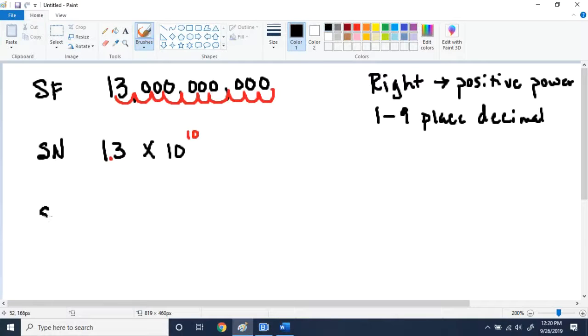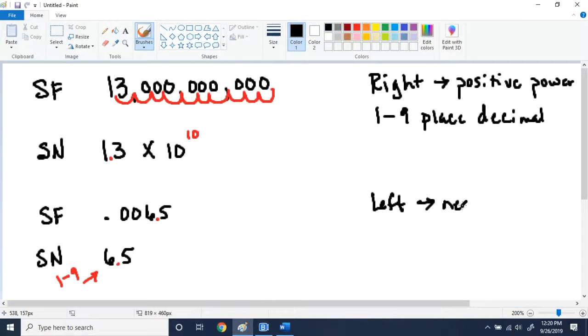Okay. Standard form, this is the number 0.0065, or 65 thousandths, very small number. We're going to write out our positive integers of a 6 and a 5. Place the decimal between 6 and 5, so the number on the left side is between 1 and 9. Now I'm just going to count the jumps to the left. Because it's a very small number, it's going to be a negative power.